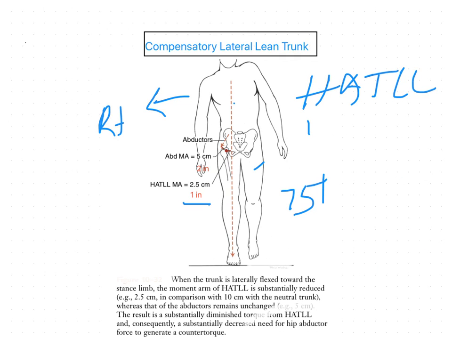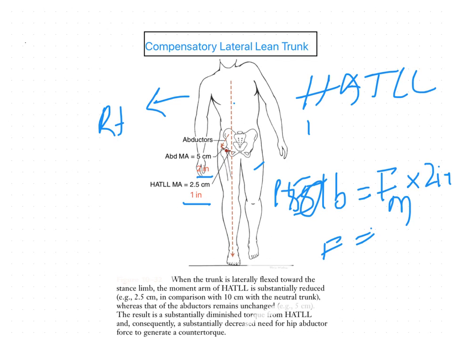75 lb, and we want to calculate the force of this one, the abductors. We know the distance, that is 2 inches. I have taken 2 inches instead of 5 centimeters. So then the abductor force is equal to 150... I have given the answer, sorry. So 150 by 2, you'll get 75 lb.